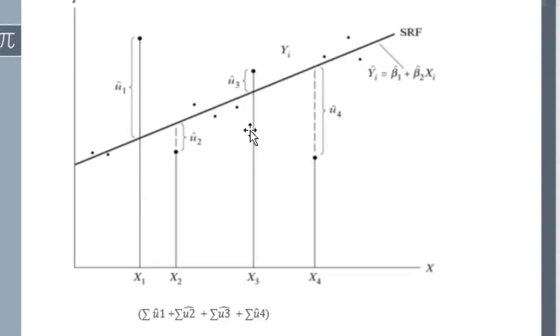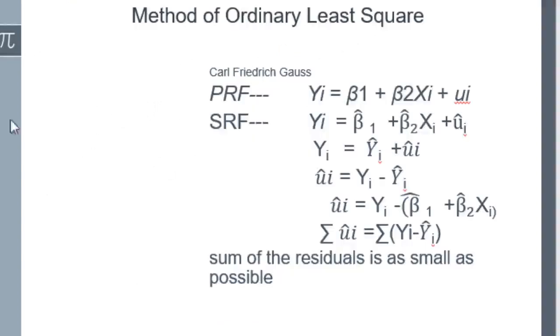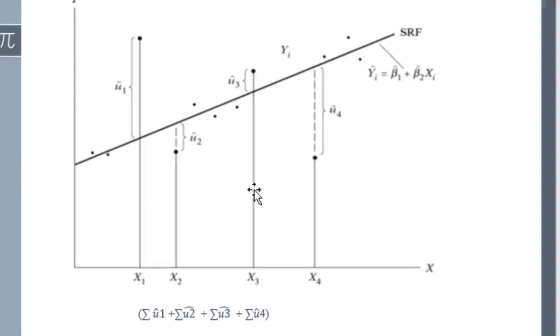If we adopt the criterion of minimizing the sum of residuals, the u1 cap, u2 cap, u3 cap, u4 cap, everything gets the same weight. If we take the sum of these terms, the deviations from the given observations, the sum will sometimes be equal to 0. Sometimes it may be very small also.